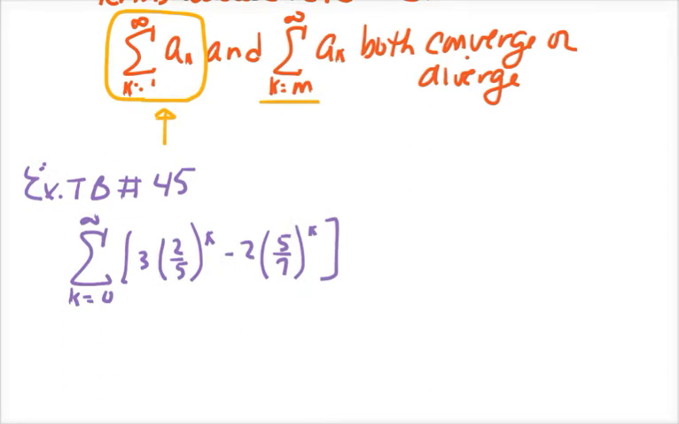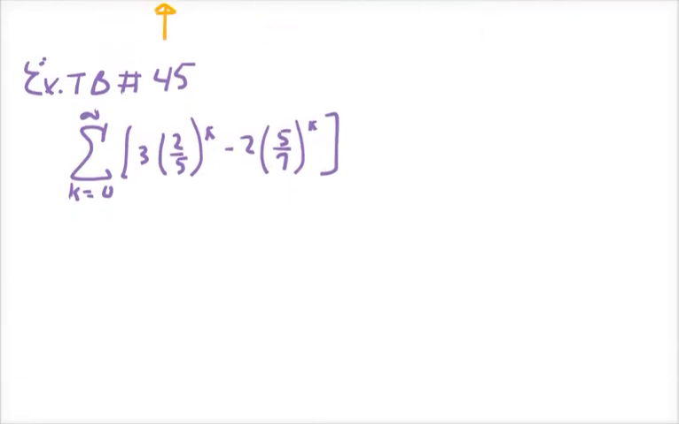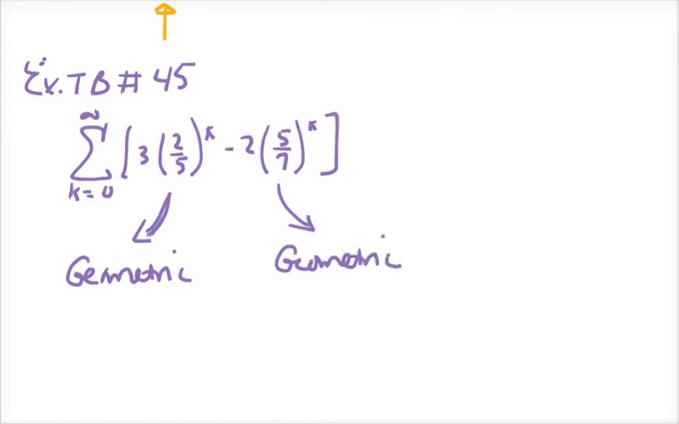Okay, here's the example that I want to use to demonstrate the properties of convergent series. You've got an infinite series of a difference. And if you notice, this series and this series, they're both geometrics. Right, they're both geometrics, and hopefully by now, after some practice with the geometric series, you can identify them pretty quickly.